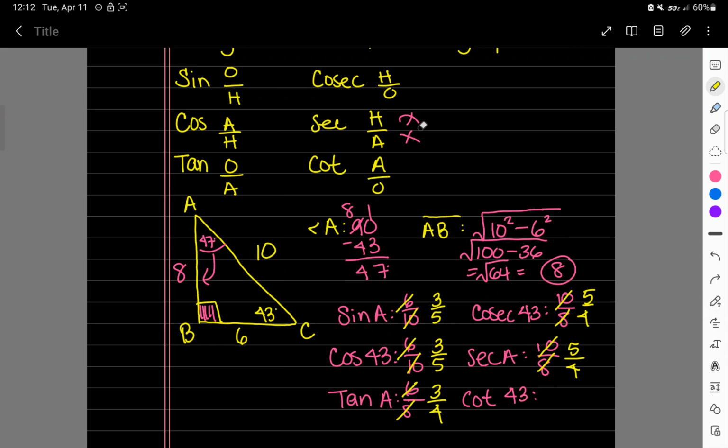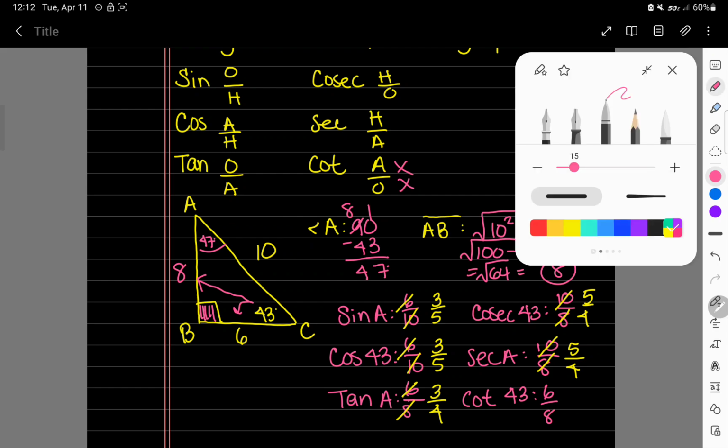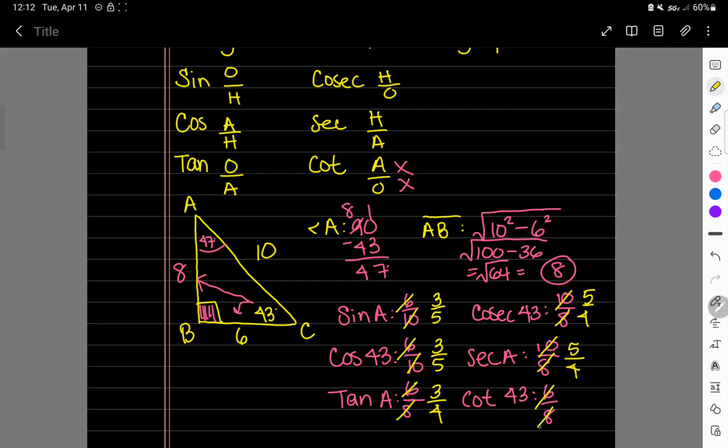Cotangent of 43. So we're doing A over O for 43. So A is adjacent over O, opposite. So 6 over 8, which we want to reduce with 2. That's 3 over 4. So same thing that we did last section for ratios, but now we're just solving a missing angle, and we're practicing missing side just to prepare us for the next section where we do have to find those missing angles.